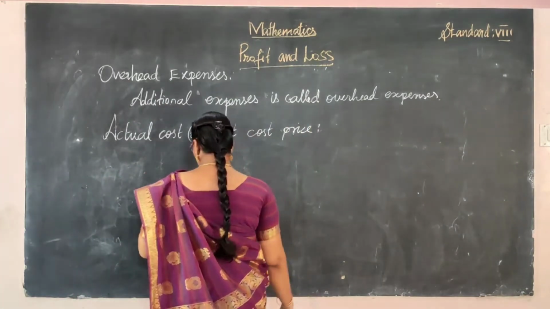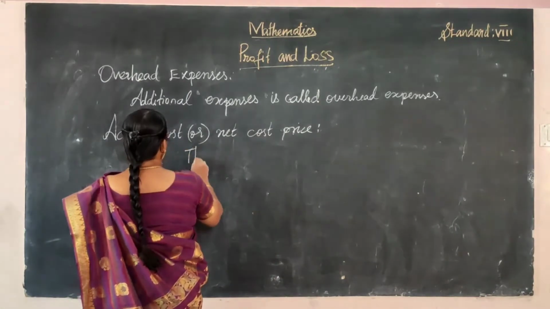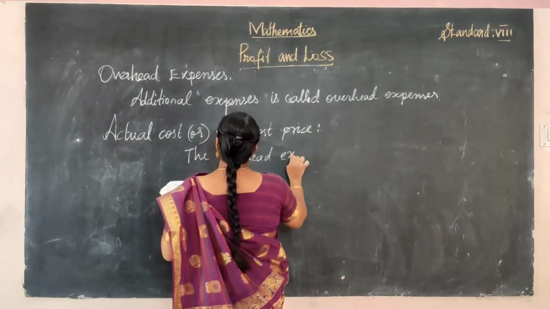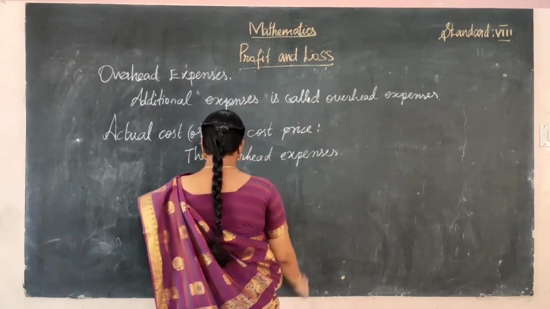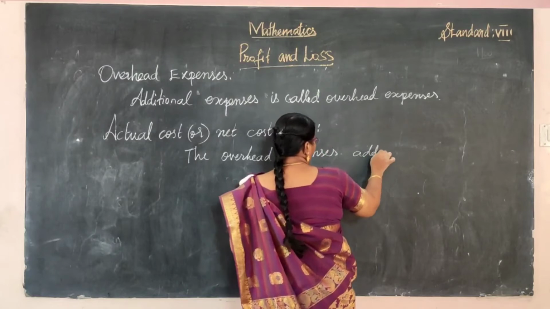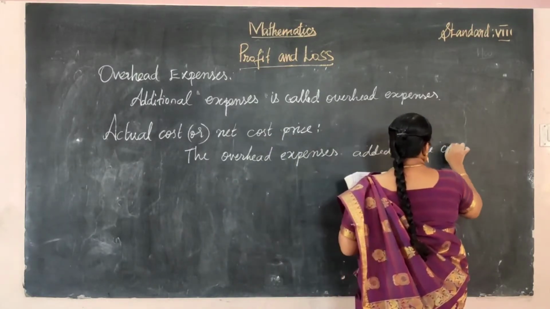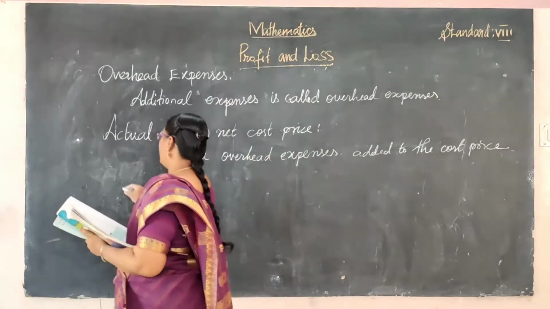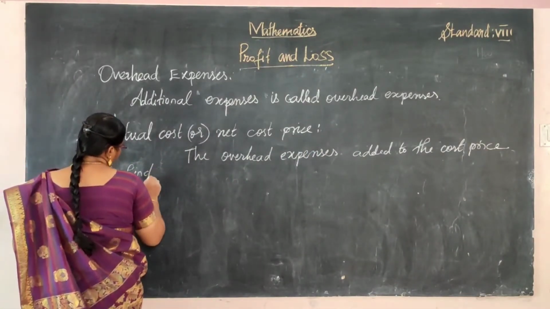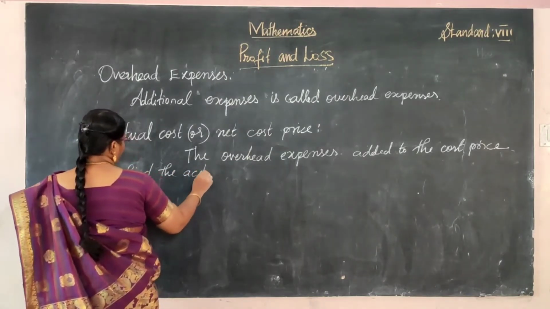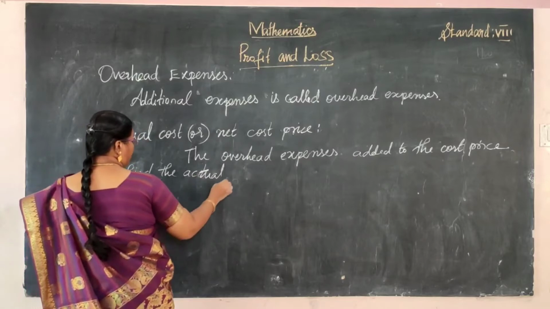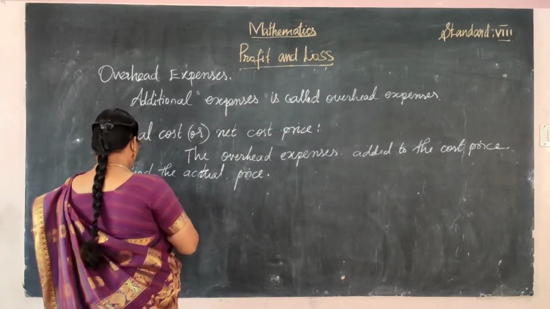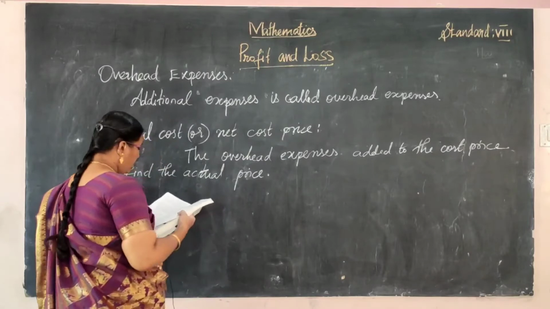All have the same meaning. So what are the values included? The overhead expenses added to the cost price to find the actual price or cost price.